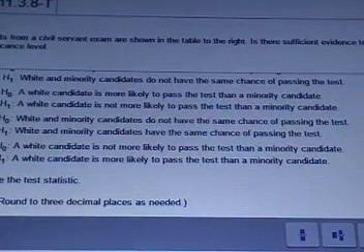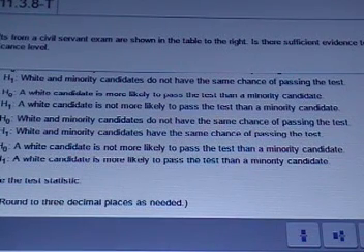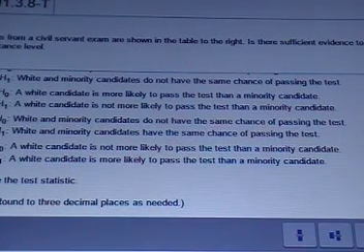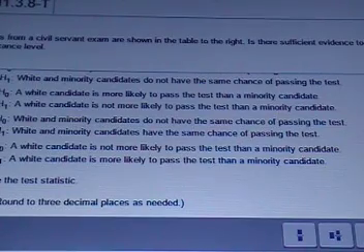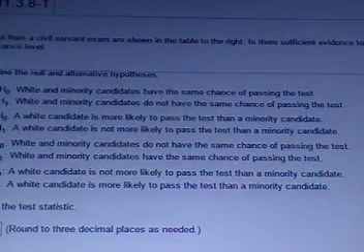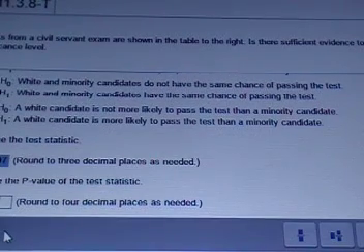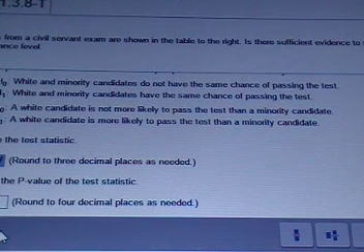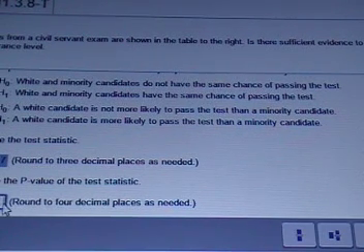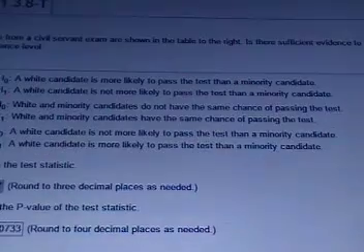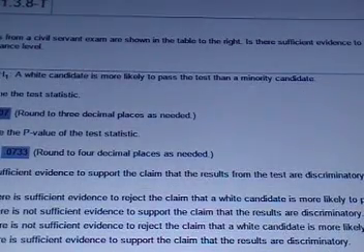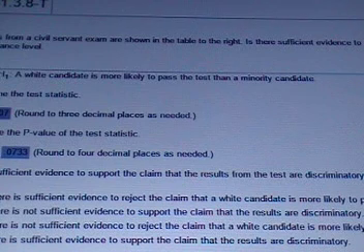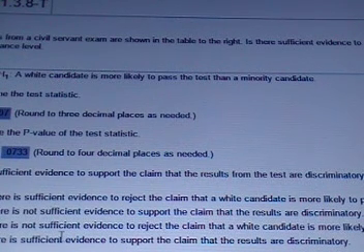Chi-square was right in my calculator. Round to 3 decimal places. That was 3.207. The p-value was in the calculator. 0.733 to 3 decimal places. And since 0.7 is greater than 0.1, there's not sufficient evidence to either support or reject the claim. So we have to check, is the claim in the null or the alternate?